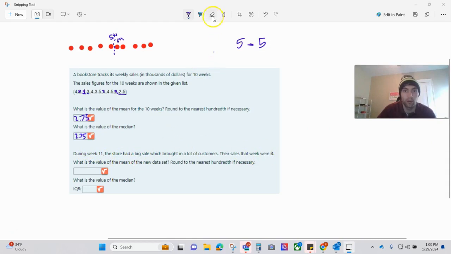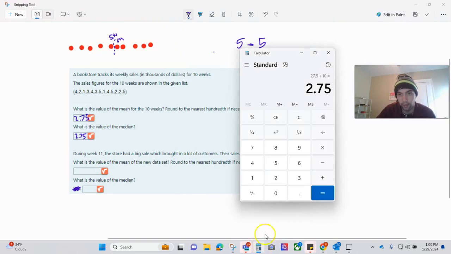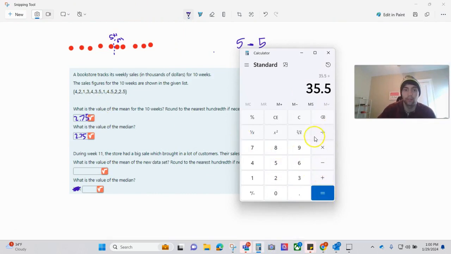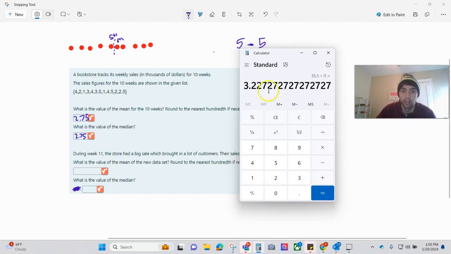All right, during week 11, the store had a big sale. There were 8, so now we're adding a new number, and the number is 8. What does the new mean and the new median? That's supposed to say median right there. The new mean: I take my calculator, instead of 27.5, which is the old sum, now I'm adding 8 to that. And now instead of dividing by 10, I divide by 11, because there are 11 numbers.